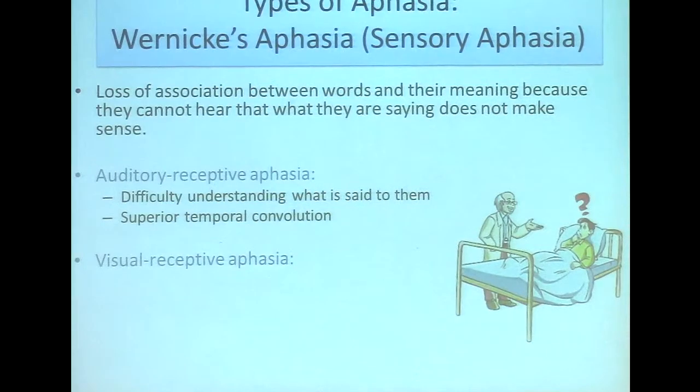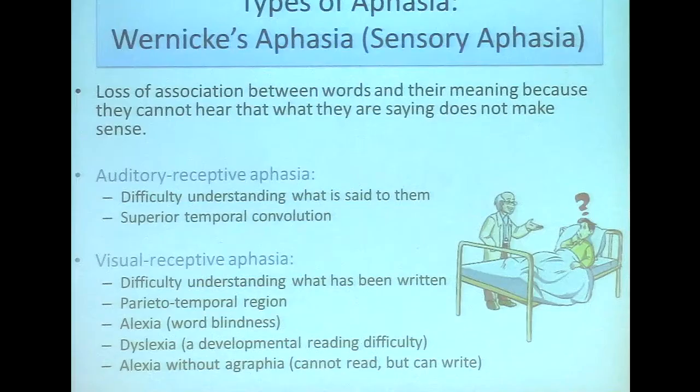Now, your auditory receptive aphasia, the person has difficulty understanding what is said to them, and the area is the superior temporal convolution. You know the temporal lobe by now has three different areas, so you're looking at the superior temporal convolution. That is where you get the auditory receptive aphasia. Then you get your visual receptive aphasia, where the person has difficulty understanding what has been written. And you find that in the parieto-temporal region. So between the temporal lobes and the parietal area, of course on the left, not on the right.